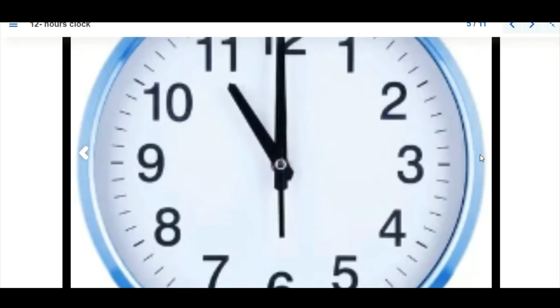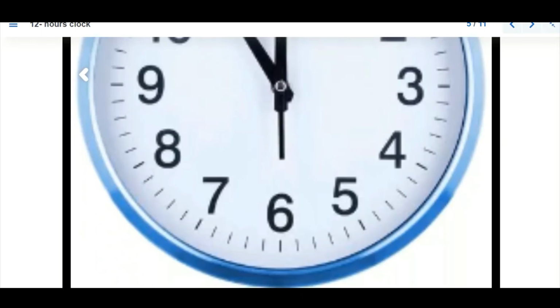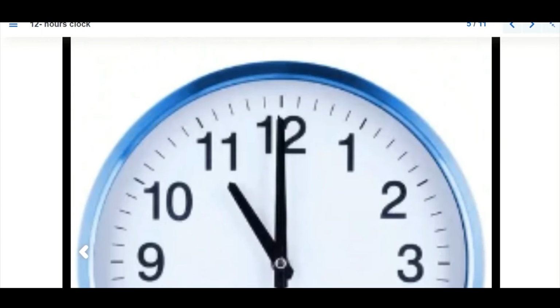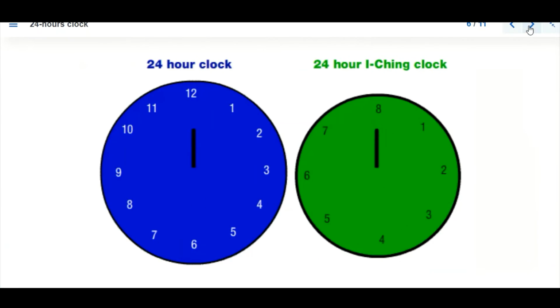Now let's look at another example. What does the time say? The short hand is on 11 and the long hand is on 12. So this is telling us that we have 11 p.m. or 11 a.m. So we can say that the time is 11 p.m. or 11 a.m.